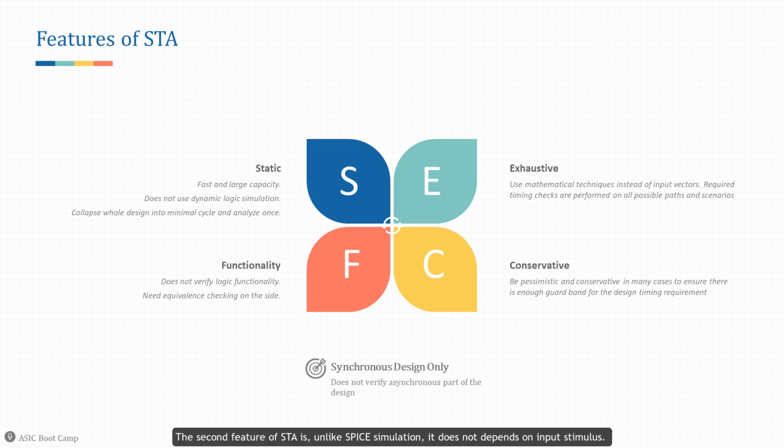The second feature of STA is, unlike SPICE simulation, it does not depend on input stimulus. Being a mathematical check, it traverses all possible logic connections between any start point and end point, which in the end literally covers all possible scenarios that may occur in a design. This feature sounds good but in some cases it impacts timing closure negatively. For example, STA will flag paths that are never used in real applications. This could potentially cause over-design if people forget to filter those paths out of analysis. This is what we call exhaustive.